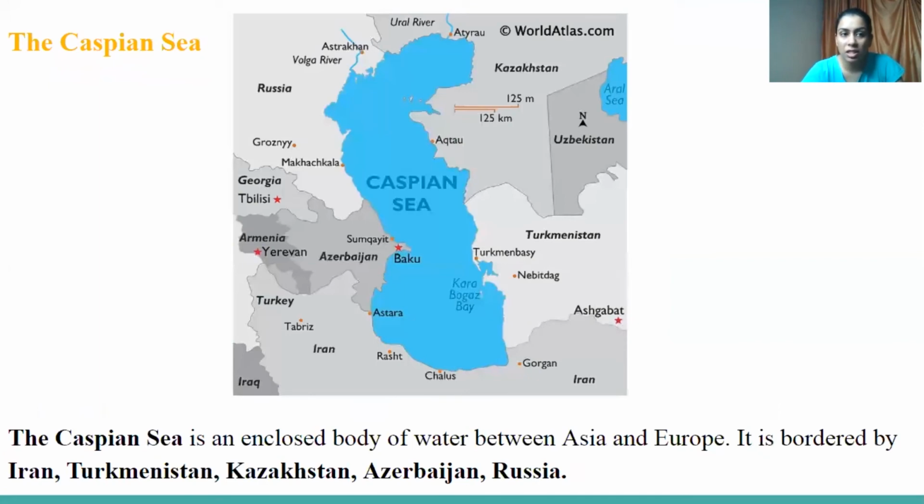The next is the Caspian Sea. The Caspian Sea is an enclosed body of water between Asia and Europe. It is bordered by Iran, Turkmenistan, Kazakhstan, Azerbaijan and Russia.